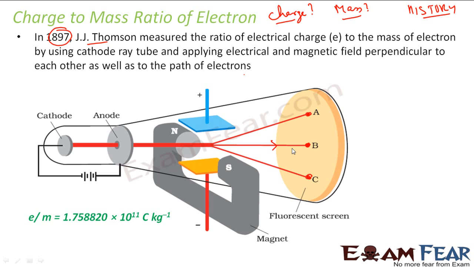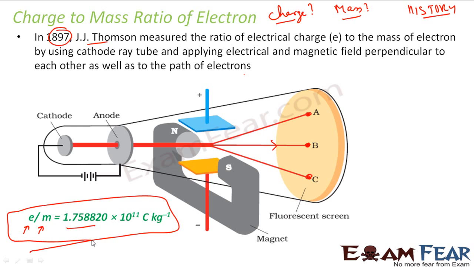And with that value of electric field and magnetic field, he had a lot of calculations which we will not go deep into, but with that calculation and with that experiment, he found that the charge to mass ratio of electron is 1.758820 × 10^11 coulomb per kg. This was the charge to mass ratio that was found by J.J. Thomson using the experiment.